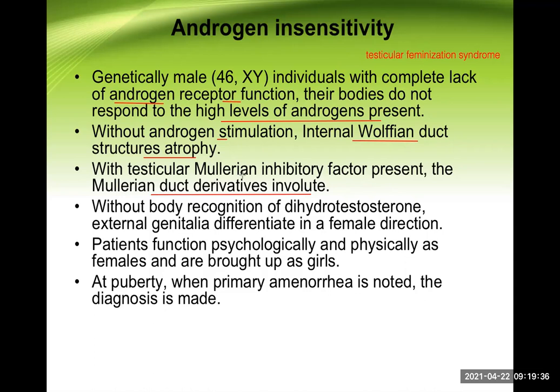So there's no role of Mullerian duct in case of male, right? Mullerian duct will involute, or it will disappear in male, and this is done by testicular Mullerian inhibitory factor. Without body recognition of dihydrotestosterone, the external genitalia differentiate in a female direction. Now, just now, I taught you about this intersex state.